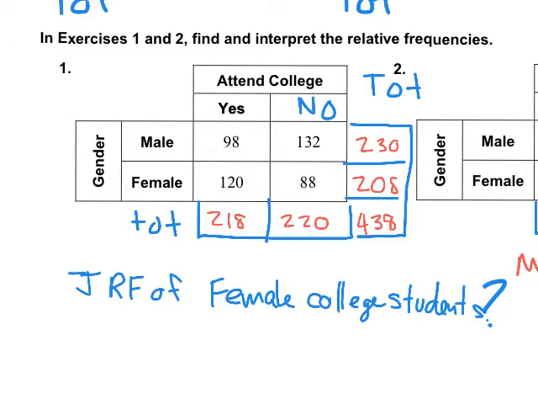Okay, so the joint relative frequency of female college students means first I need to find female and yes college students, so that would be 120 right here. So 120 is my joint frequency. And since it says relative, then I need to divide by the 438. So 120 divided by 438 is going to be 0.27. Or we can turn it into a percent, 27%, right? So 0.27 or 27%. Either one of those answers is acceptable for me, okay?